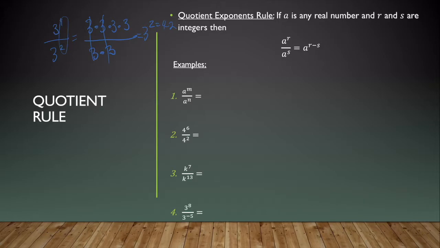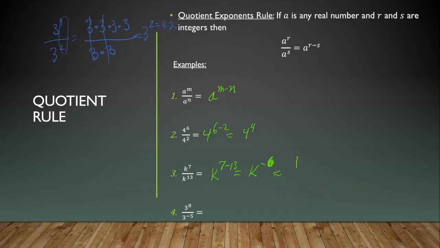If I have a to the m over a to the n, that becomes a to the m minus n, and I can't simplify this any further. If I have 4 to the 6 over 4 squared, that becomes 4 to the 6 minus 2, which is 4 to the 4th. If I have k to the 7th over k to the 13th, that becomes k to the 7 minus 13, which is k to the negative 6. And as we learned in our previous rule, if I have a negative exponent, it's a fraction.